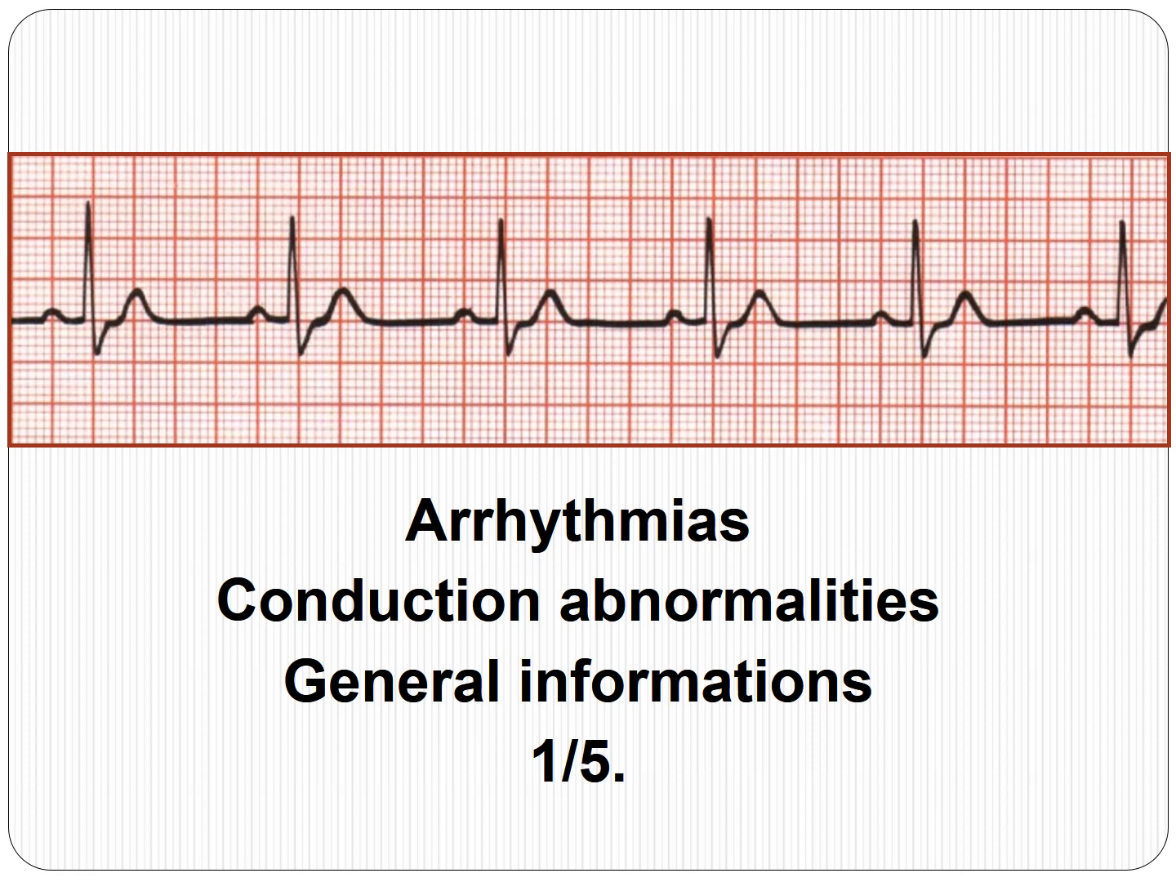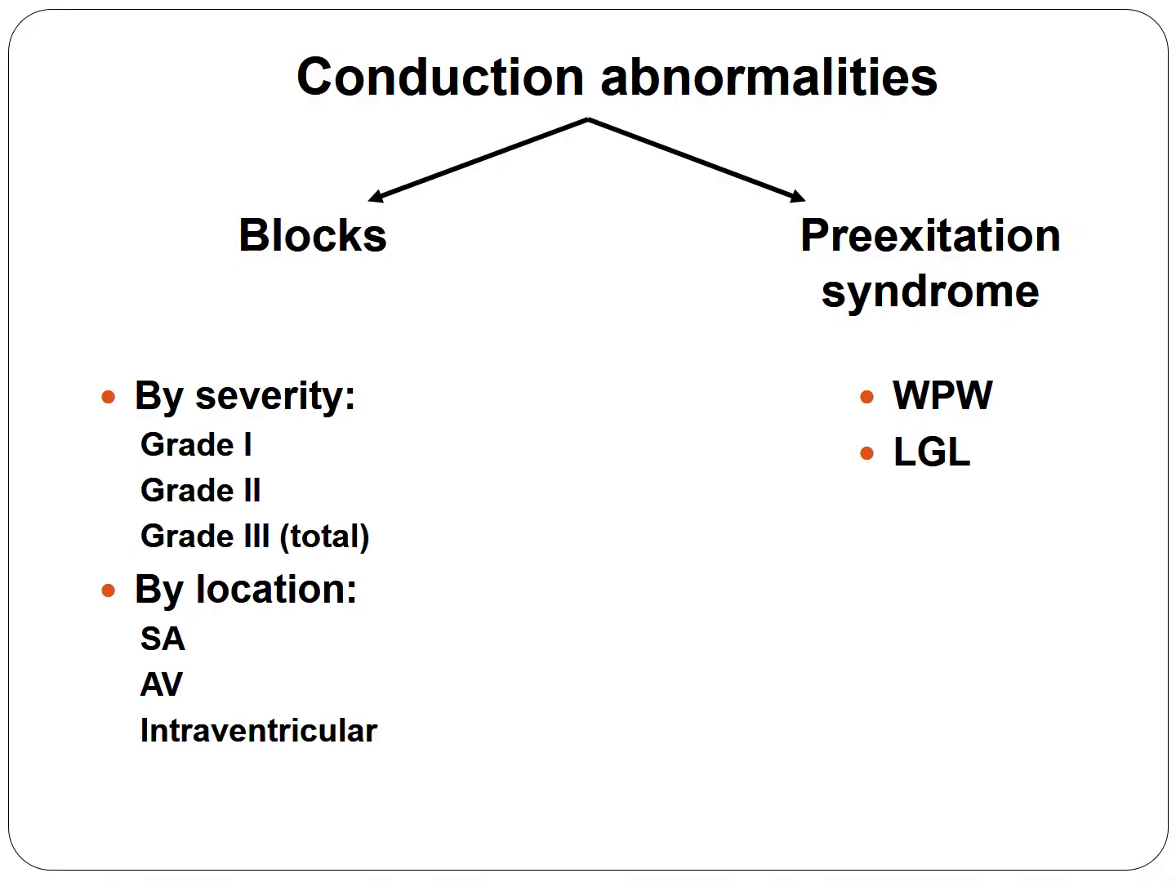In this block, we are going to talk about the arrhythmias due to conduction abnormalities. First, we are going to summarize the general information about the conduction. Conduction abnormalities can be of two types. When we have a slower conduction, these are called blocks, or we have a faster conduction, mainly between the atrium and the ventricle by bypassing the AV junction, and these are called pre-excitation syndromes.